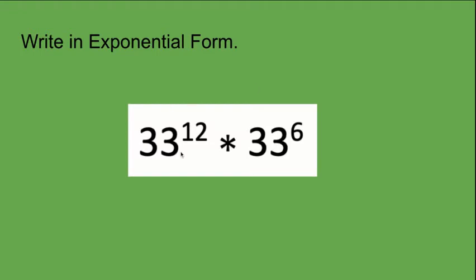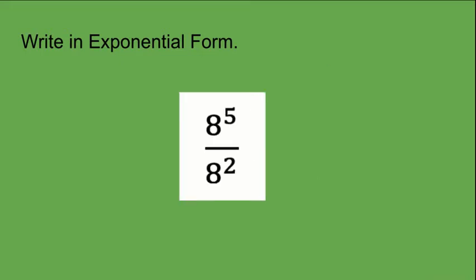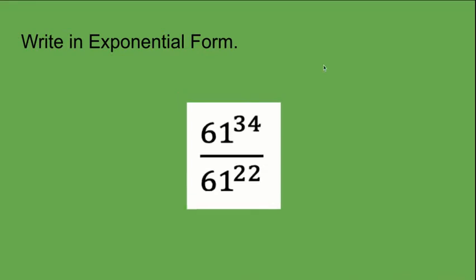All right, notice we have the same bases, so we can do our trick for adding the exponents, and you will get 33 to the 18th power. Let's look at division. Here, notice we do have the same base, so we can use our tricks. 5 minus 2 is 3, so it would be 8 to the 3rd power.